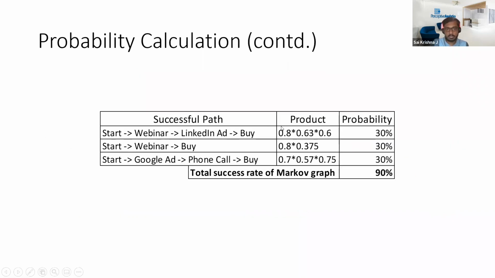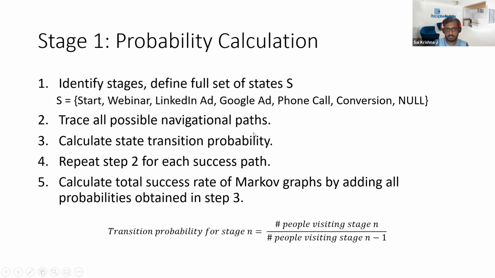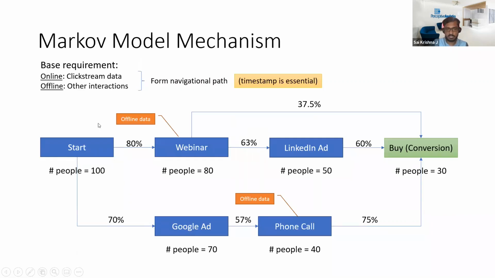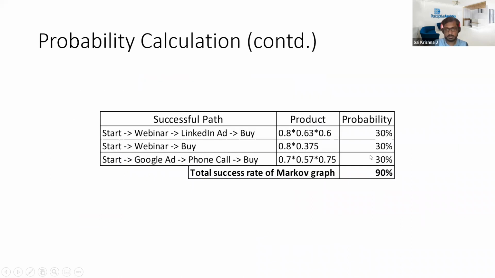So you list down all possible success paths from your Markov graph or the Markov map, and then you take a product of all the probabilities involved in that particular path. For example, if you see the first path here, start, webinar, LinkedIn ad and purchase, this is nothing but 80 into 63 into 60 percentage. That is what you have here, which gives you a probability of 30%.